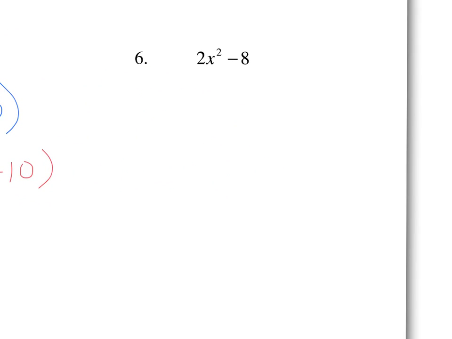All right, this is not the difference of squares. 2 and 8 are not perfect squares. However, we always look for GCF first. And the GCF here is 2. So we're going to factor off a 2. And we'll end up with x squared minus 4. And now we have the difference of squares in this binomial here. And so we can factor this down.